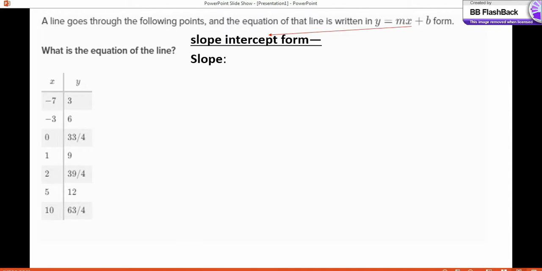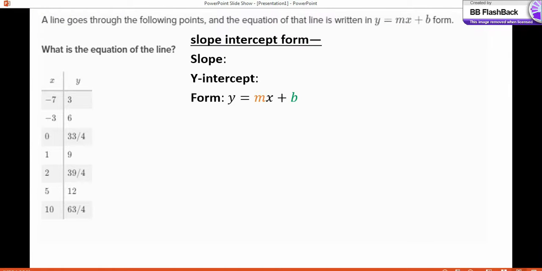For slope-intercept form, we need three components: the slope, the y-intercept, and the form. The form is y equals mx plus b, where m is the slope and b is the y-intercept. The next thing we're going to need is the slope. We're going to need to fill in this m, and we're going to need to fill in this b. So we need the slope, and then we need the y-intercept. So we need to go find this slope.